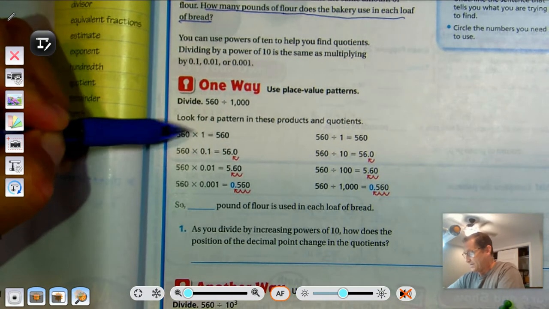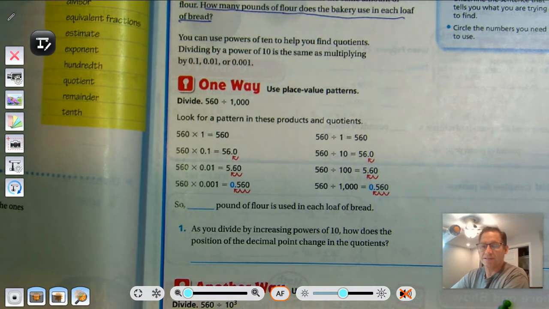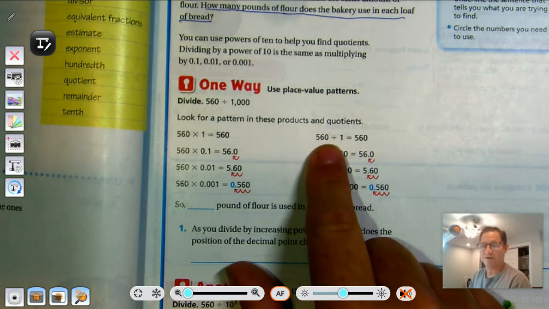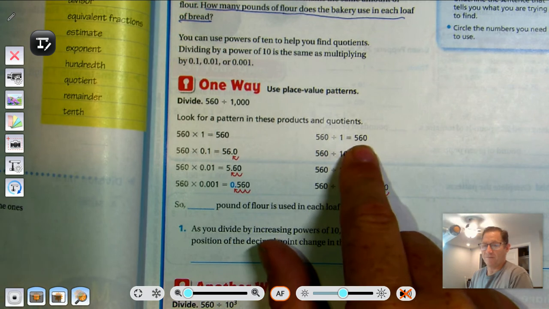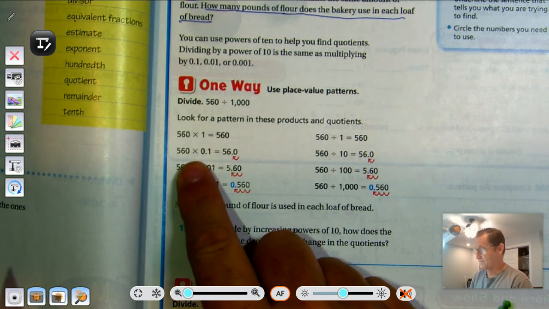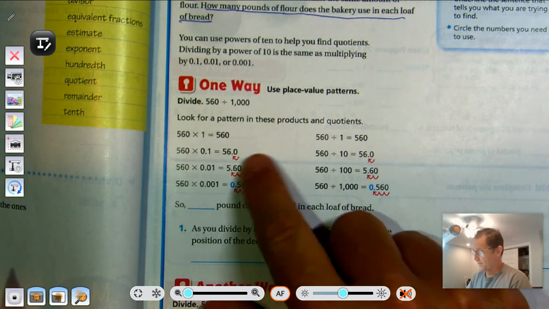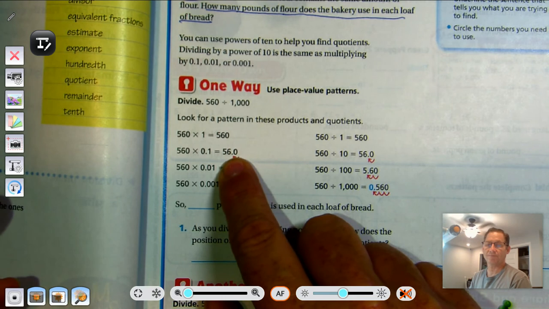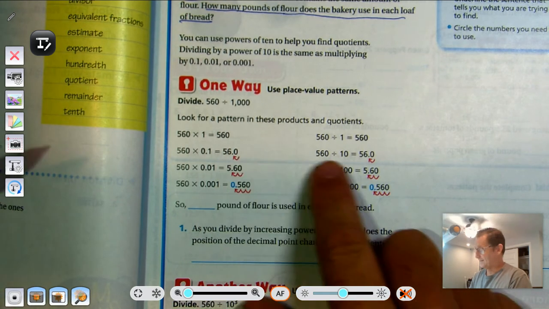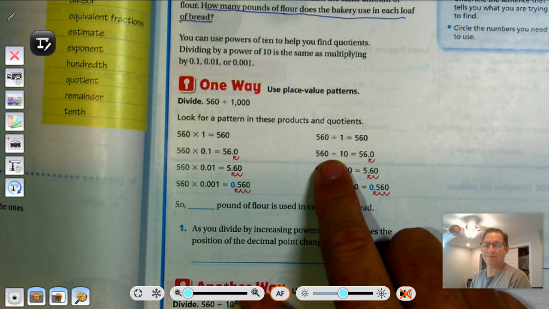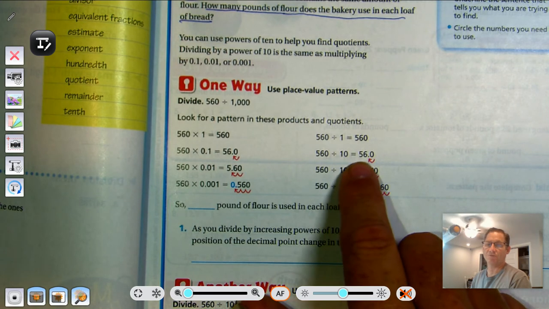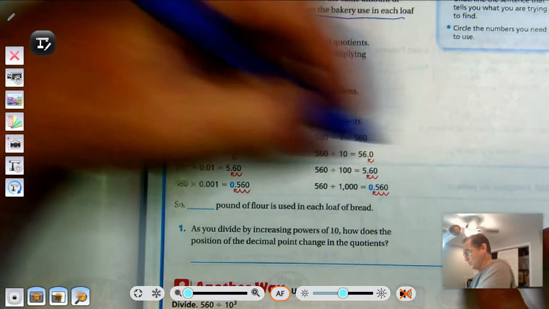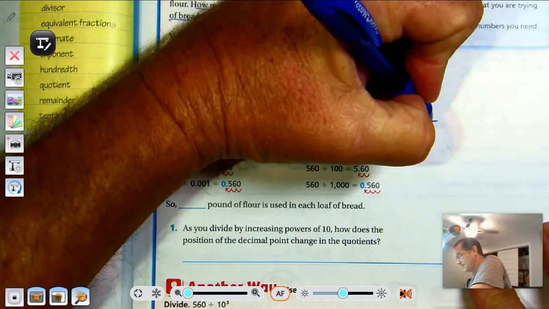So if we had 560 times 1, we'd just say that's 560, right? Well, if we divide 560 by 1, we get 560. If we multiply 560 by 1/10, our decimal point would move one place to the left and we'd have 56. So 1/10 is the same as dividing by 10. 560 divided by 10 equals 56. So why is that true?